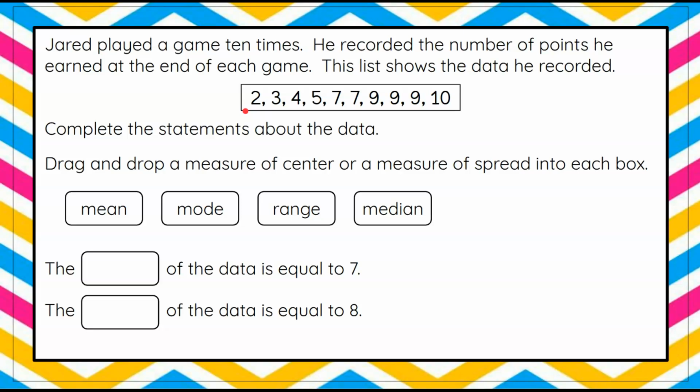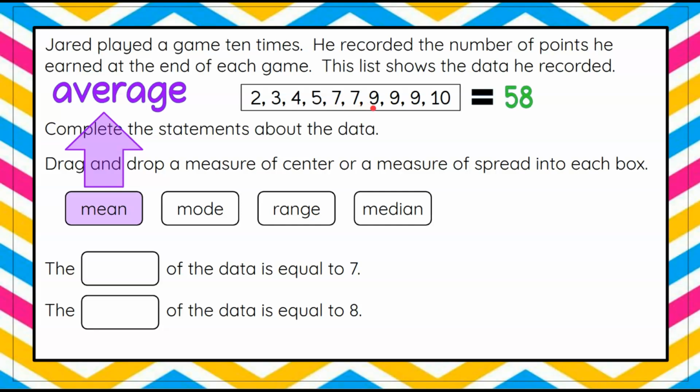Good luck. Welcome back. So I'm going to start with the mean, which means average. I'm going to find the mean of these 10 data points. So to do that, I need to add them all together. 2 plus 3 is 5. Plus 4 is 9, plus 5 is 14, 21, 28, and we're going to keep going. We get to 58. Okay, so group it however you want, but the sum of these 10 numbers is 58.